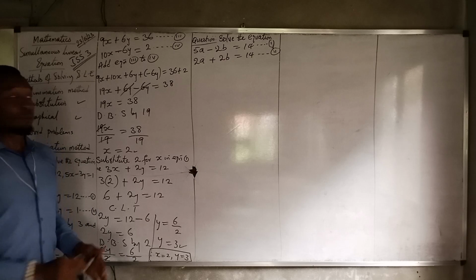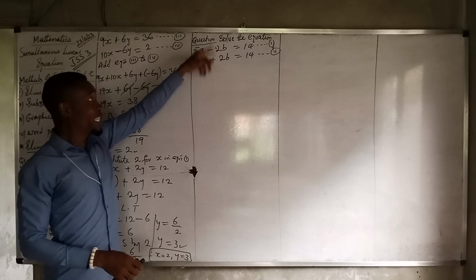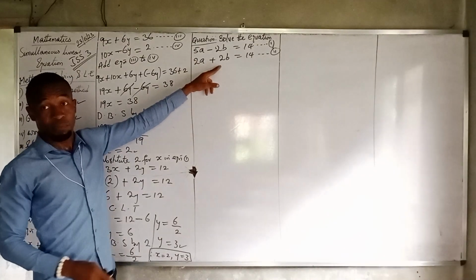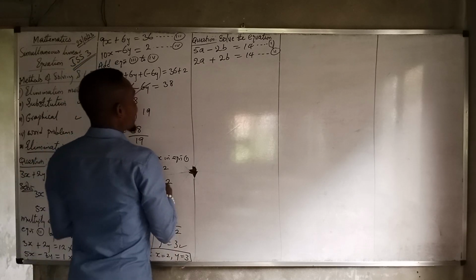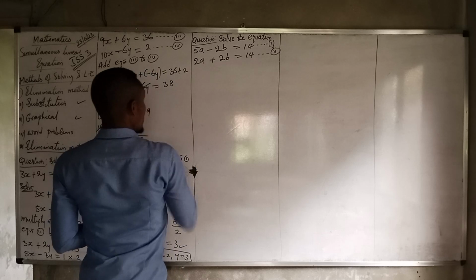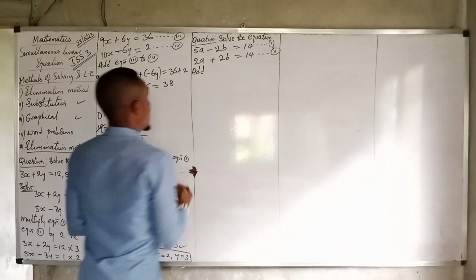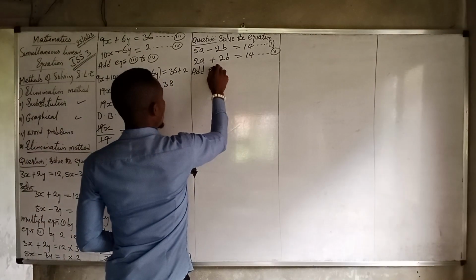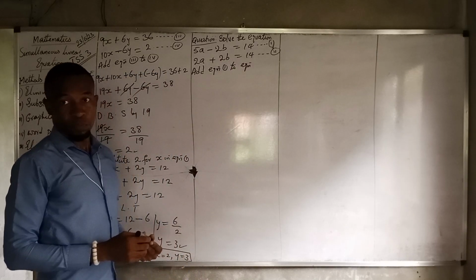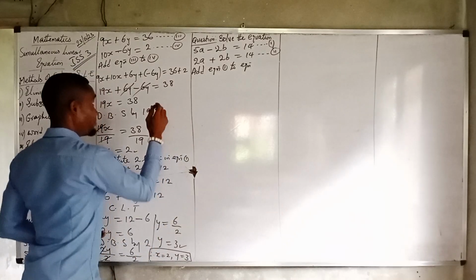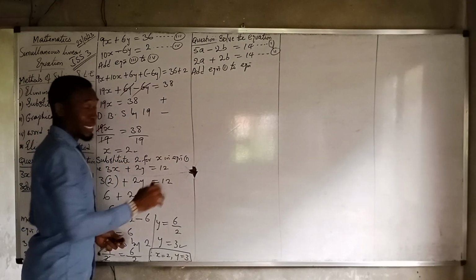Now, this one is very straightforward because you have already gotten the coefficient of b in both equations to be the same. So what do you do here? You say add, instead of subtract. Now add equation 1 to equation 2. Remember that the meaning of add comes with the sign plus, while subtract comes with the sign what?